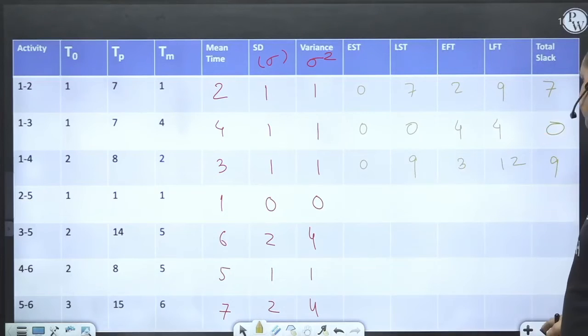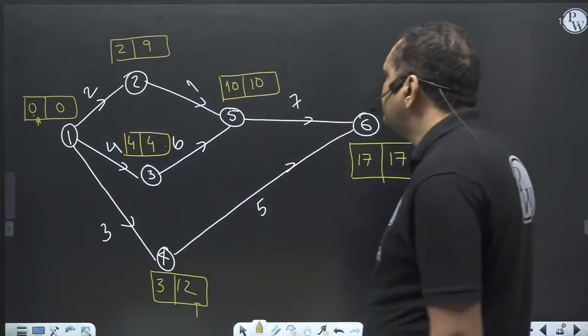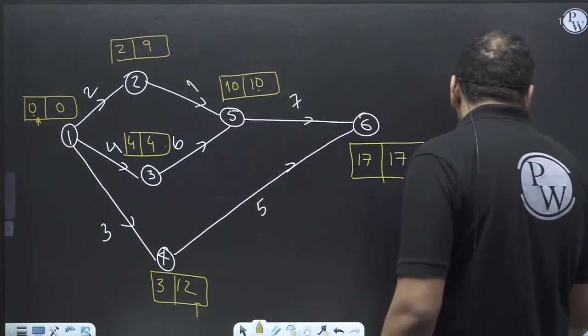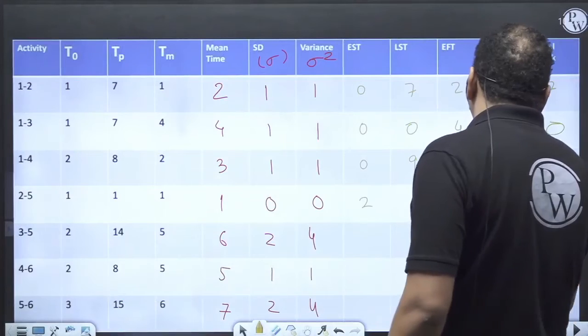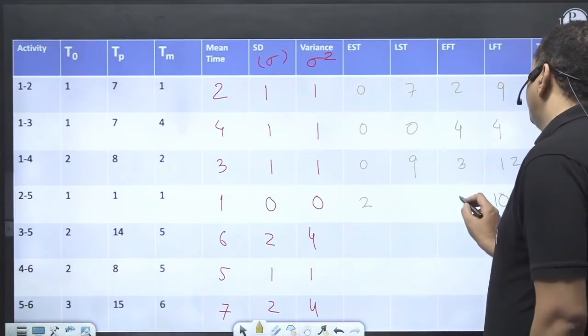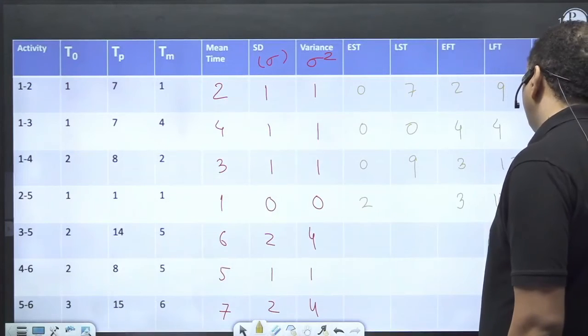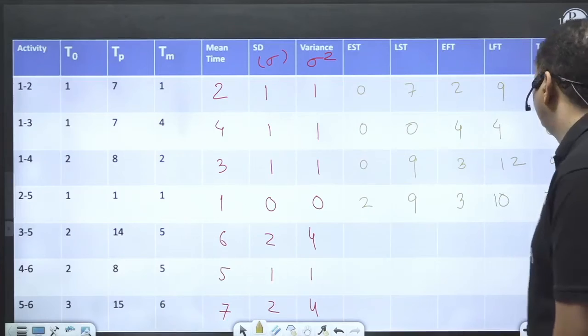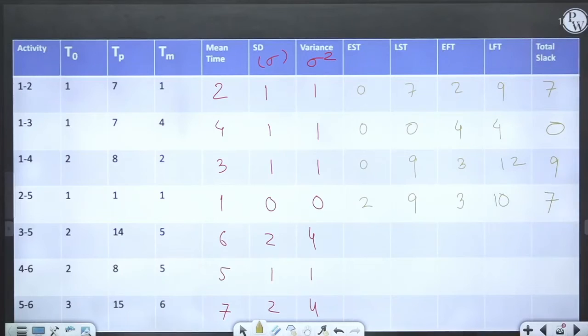Now 2 to 5. Earliest start time 2, latest finish time 10. Mean time is 1. So 2 plus 1, 3. 10 minus 1, 9. 9 minus 2, 7 is the total slack. In CPM we call it total float and here we call it total slack.